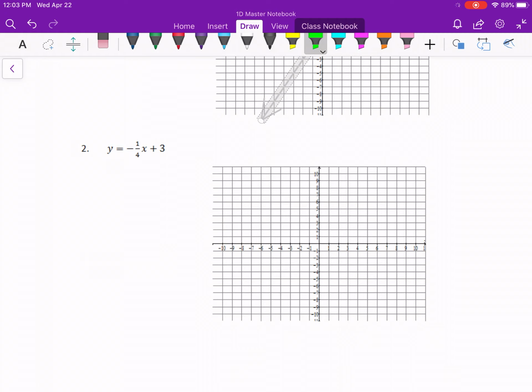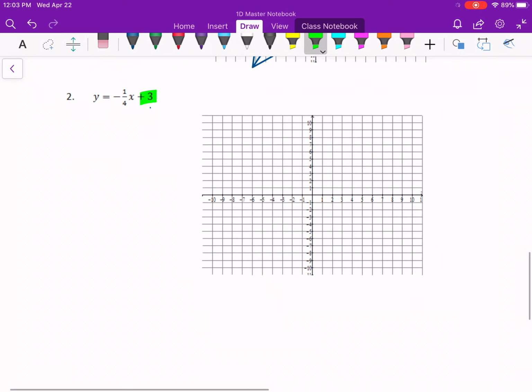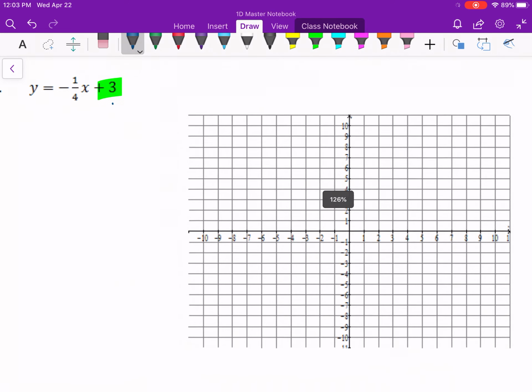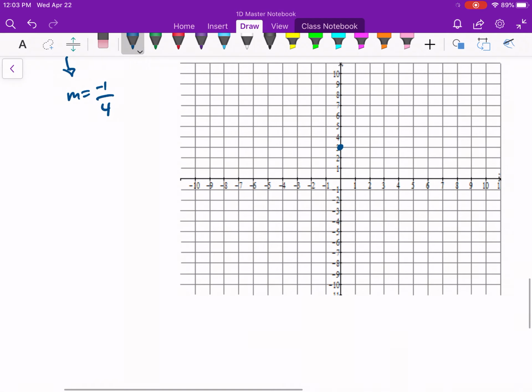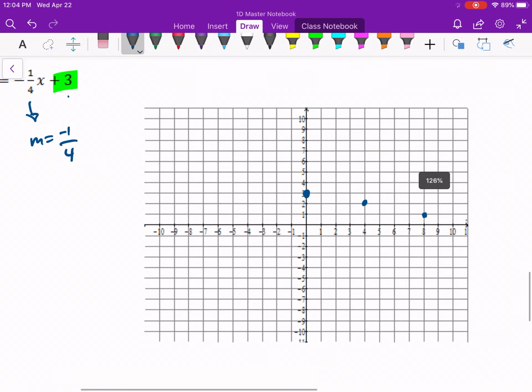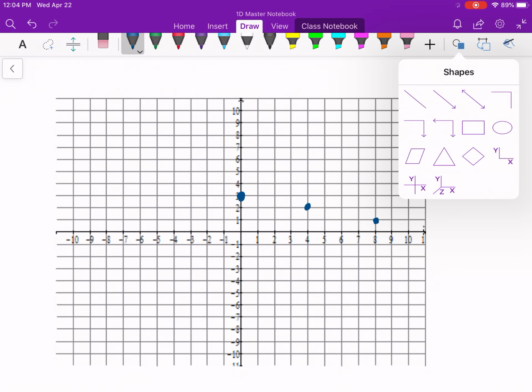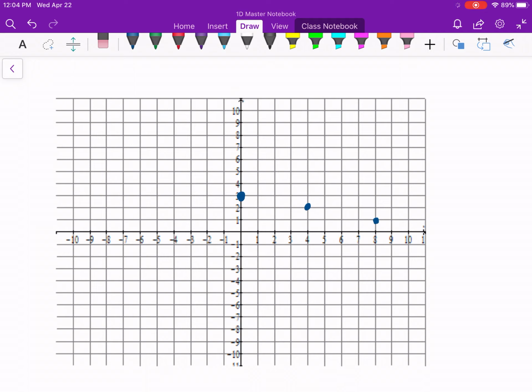Where's my starting point? Well, my starting point, again, is 3, my y-intercept. And my slope is -1, put the negative on the top, over 4. So from 3, I go down 1, 4 to the right. And then from there, down 1, 4 to the right. Now these points are a bit more spread out, so I don't need quite as many in order to draw a decent graph.